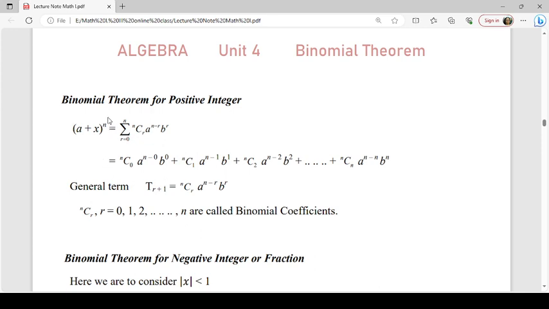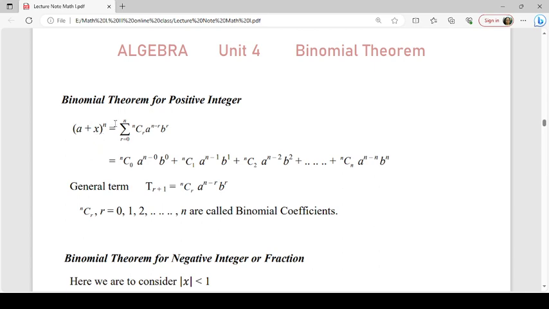Just as (a + b) whole square, we know all about this. (a + b) whole square is a square plus twice ab plus b square. So when (a + x) whole to the power 2, it means a square plus twice ax plus x square, like that.